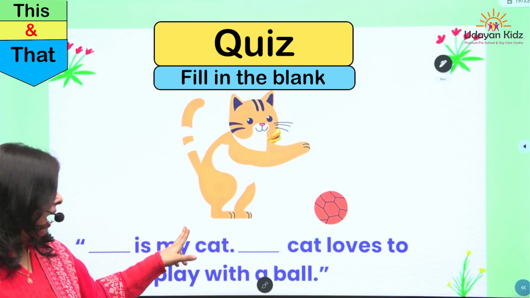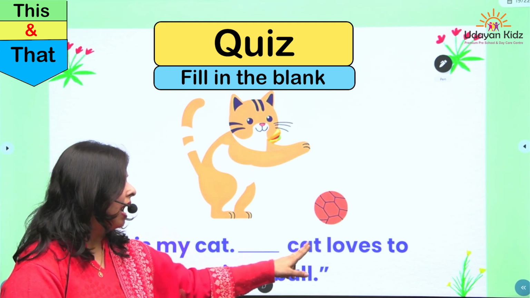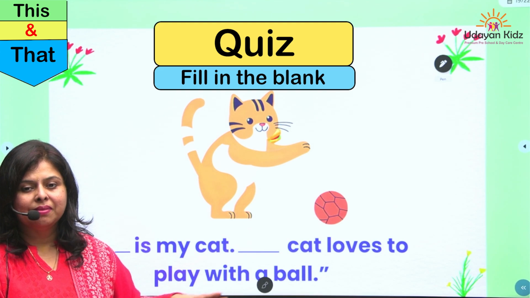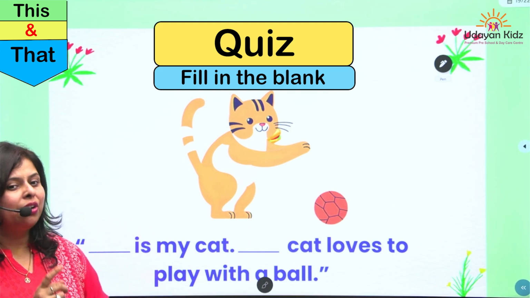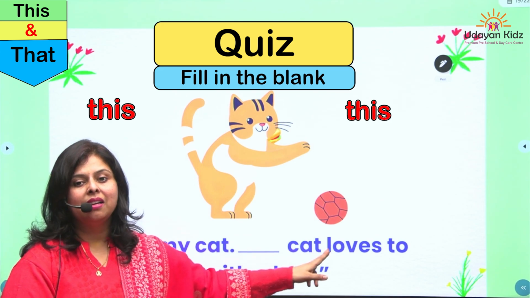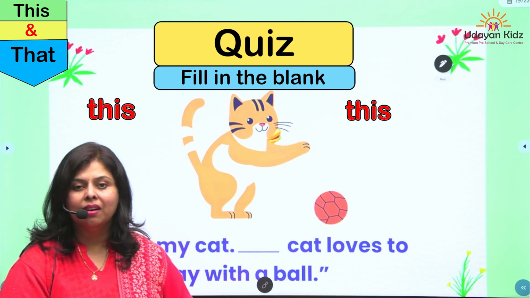Next, dash is my cat. Dash cat loves to play with a ball. Very good, children. This is my cat. This cat loves to play with a ball.